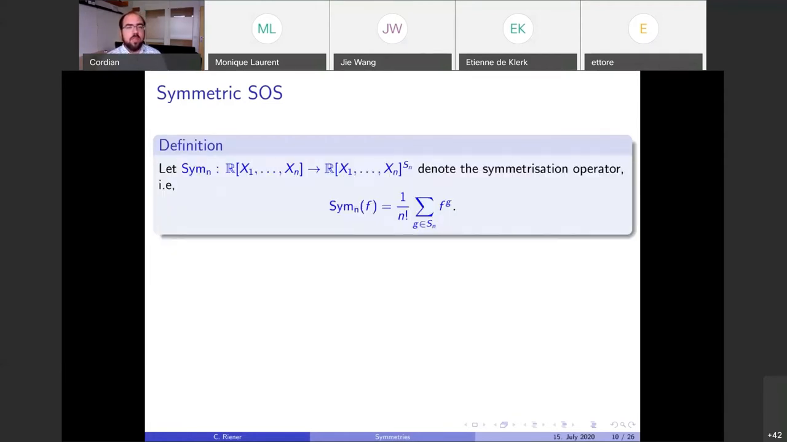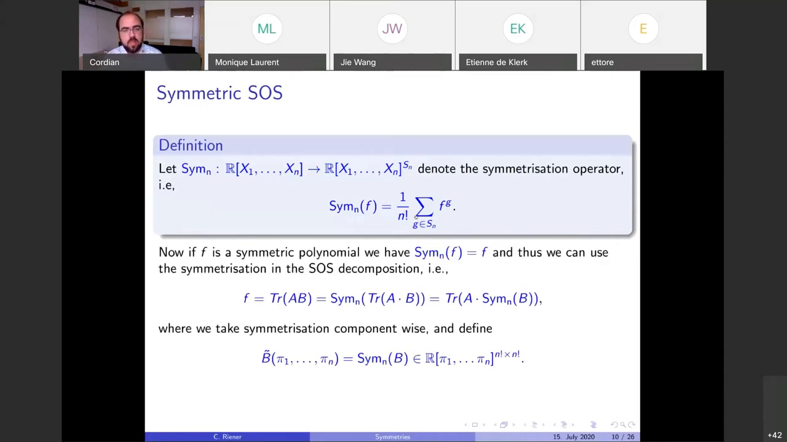But now we have to see what we can actually do with the symmetry of our situation. So now I will denote by Sym_n essentially the Reynolds operator with respect to the symmetric group. This is sometimes just called the symmetrization operation. Again, this is nothing but averaging over the group action. And if a polynomial is symmetric, this just means that symmetrizing it doesn't change it.